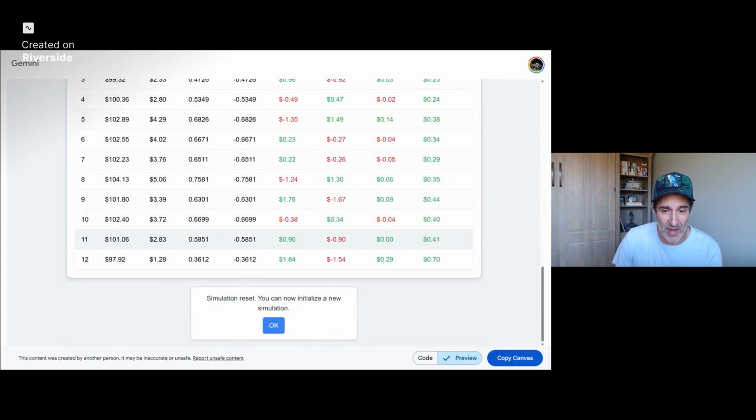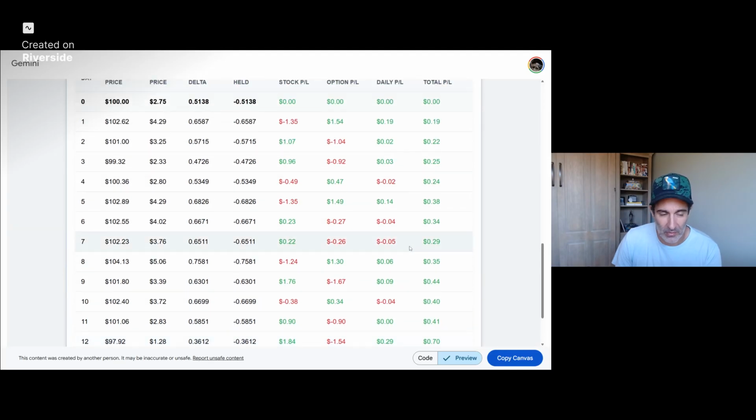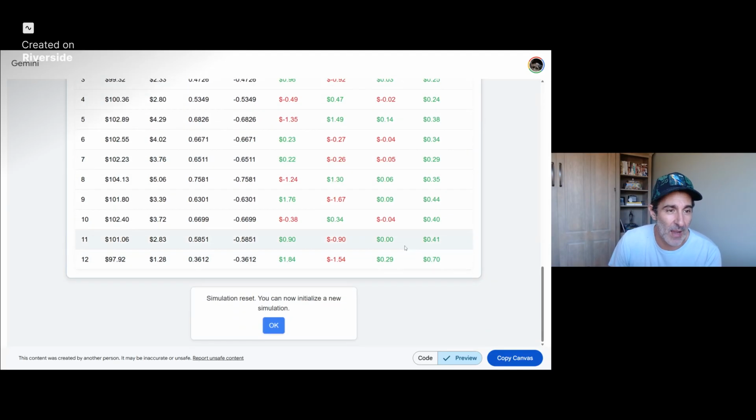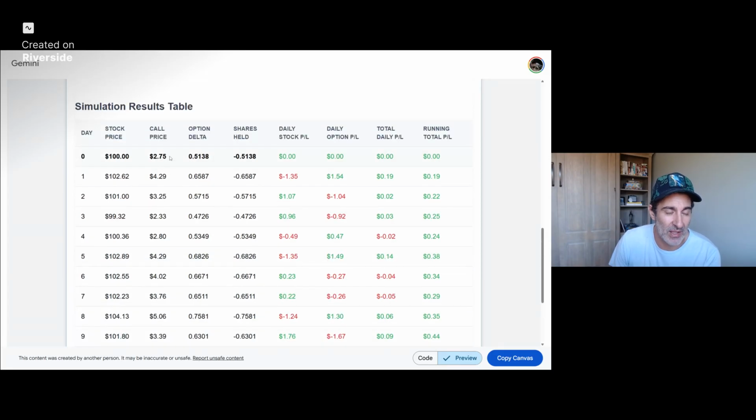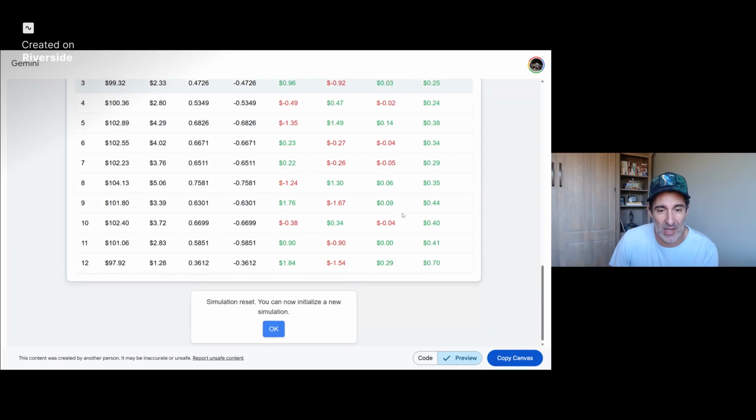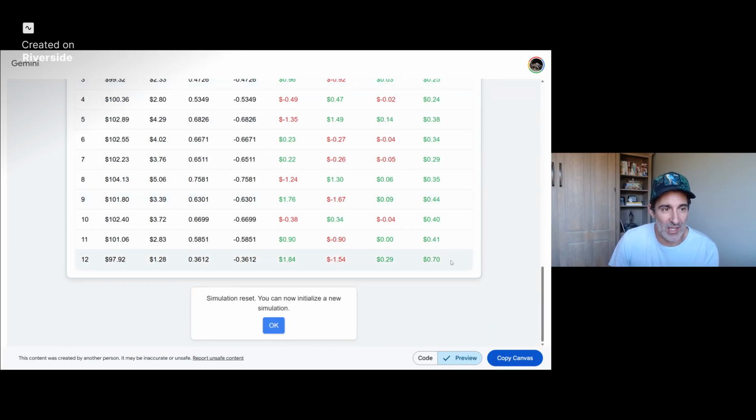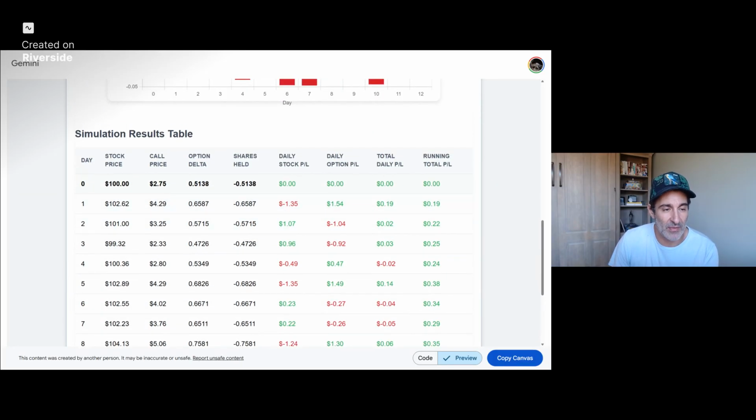You've now made 70 cents on this option. I'm not accounting for any trading costs or anything like that. But you've made 70 cents on this option, and the option's value on day zero was $2.75. You've now made 70 cents on an option that was worth $2.75. So this has been an unbelievable vol buy. The return on this option has been amazing so far.